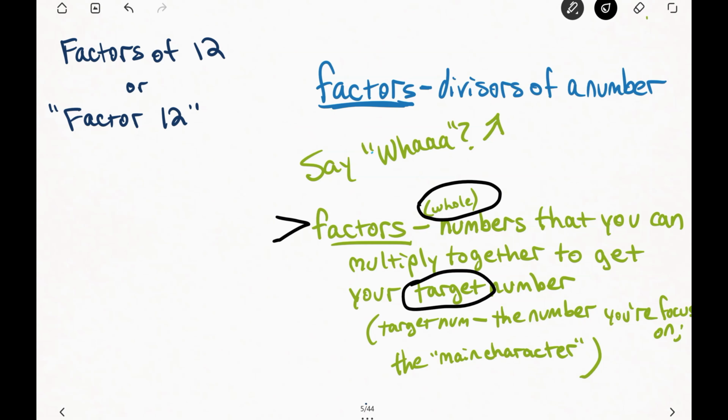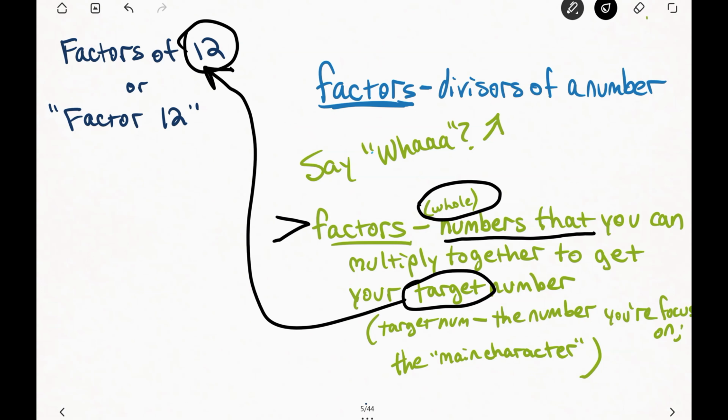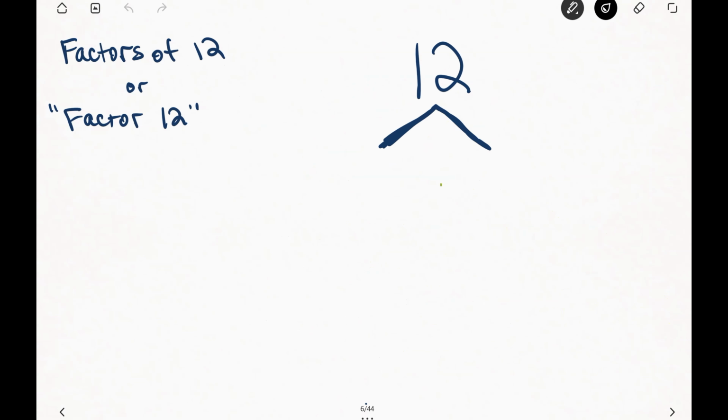So your target number in this case would be the 12. If they say the factors of 12, they're asking you for the numbers that can multiply together to get 12. And for you movie fans like me, you'd think of the 12 as the main character for the movie. So that's your target number. You want the numbers that when they multiply together, the answer is 12. And again, 12 is just a random number that I picked. It's factoring any number.